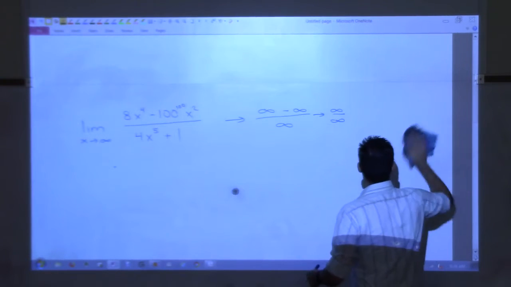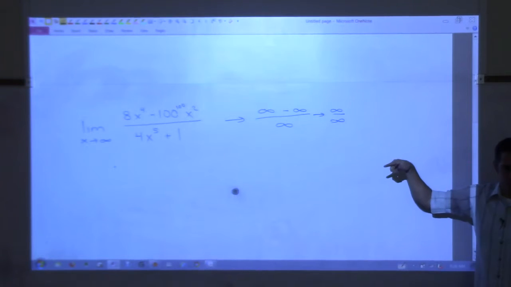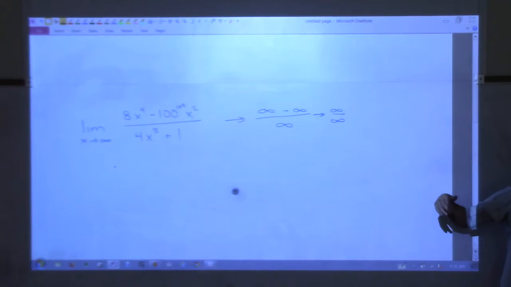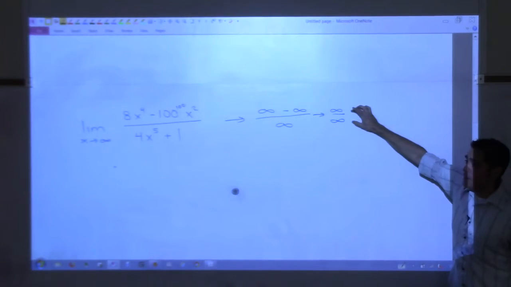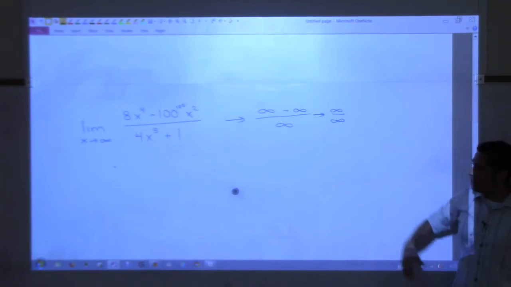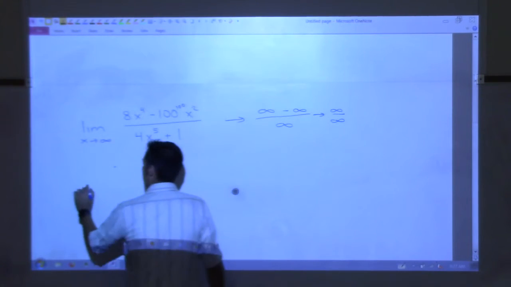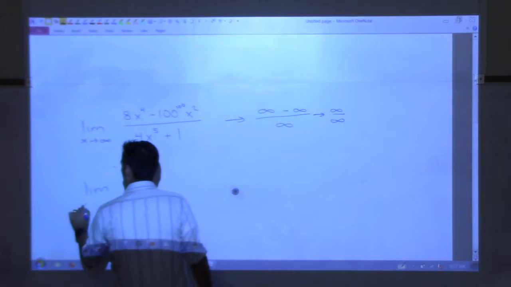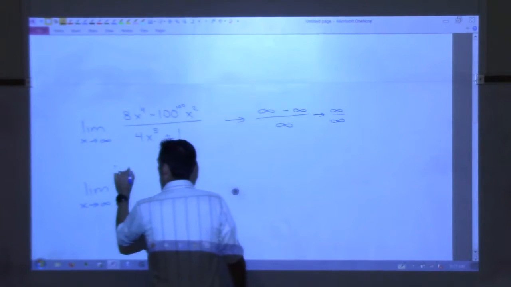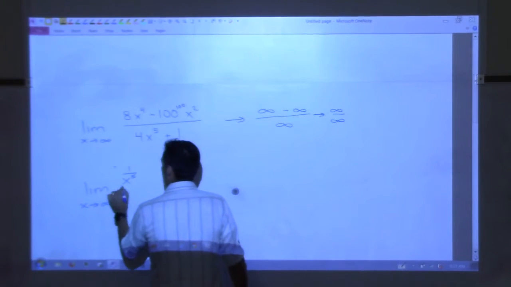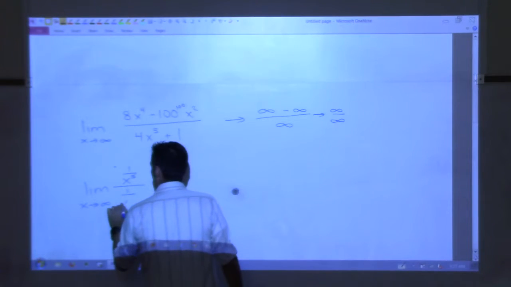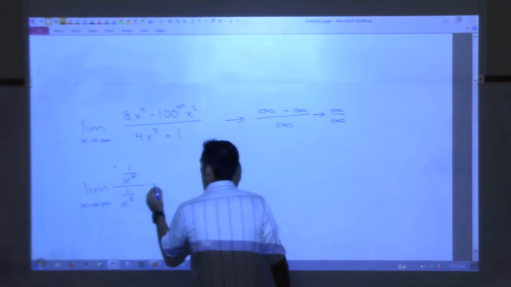What can we do? Multiply by 1 out front. What's the one we're going to use out front? Because we have infinity over infinity, right? This is what we did last time. We did a 1 out front. So what do you want your 1 to be out front? 1 over x to the 5th. And we're doing x to the 5th because that's the highest power that we see in the denominator.